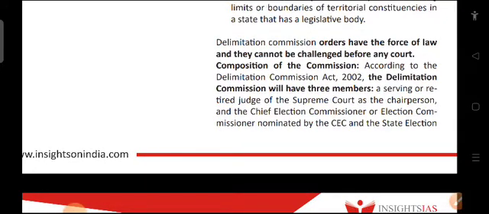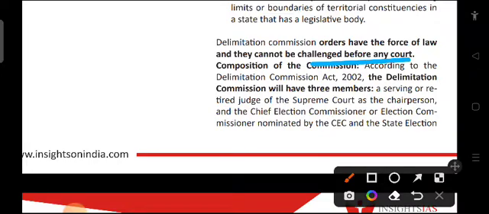Delimitation Commission orders have the force of law and they cannot be challenged before any court. So they cannot be challenged. Whatever the Delimitation Commission says, it comes into practice.